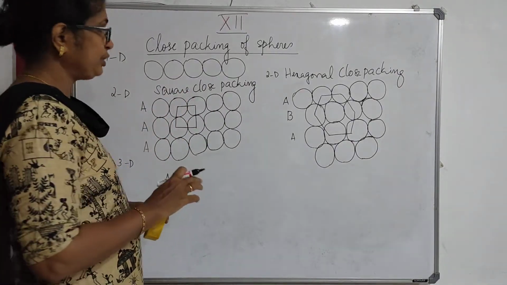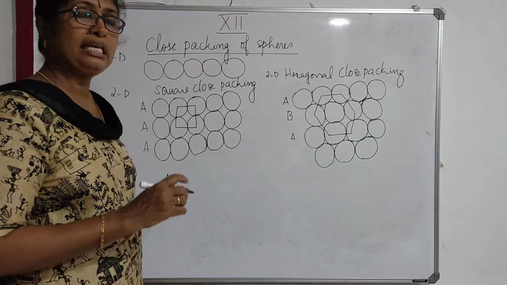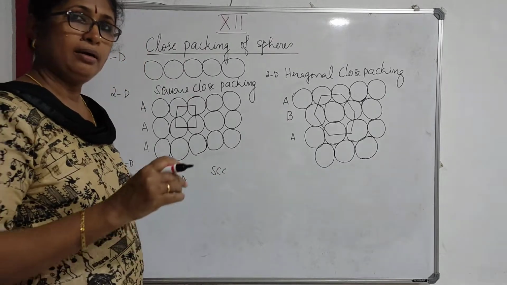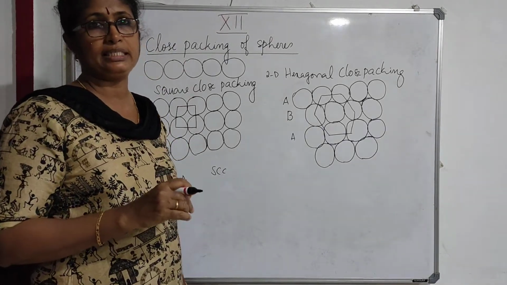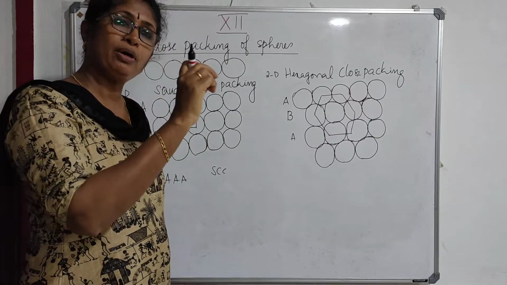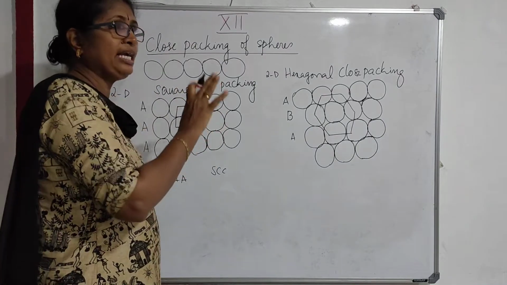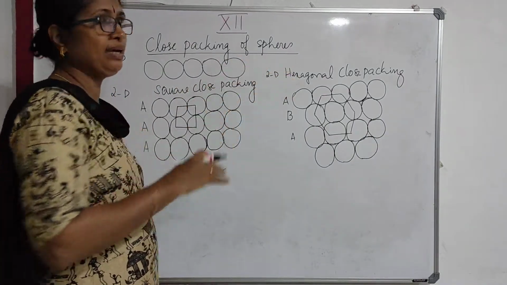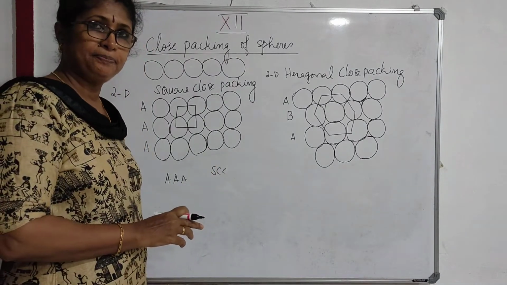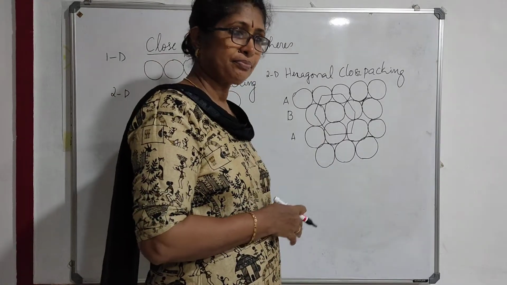In that case, you get a close packing that will lead to a simple cubic lattice or primitive unit cell. That is, the atoms will be occupying only the corners. So square close packing, if you keep layer over layer, we get a simple cubic lattice. Now, you take hexagonal close packing.